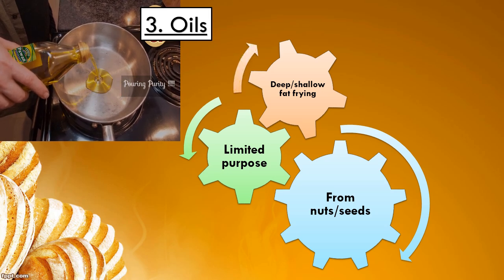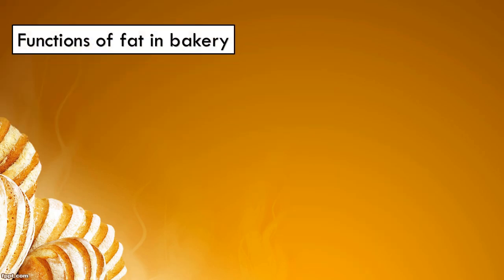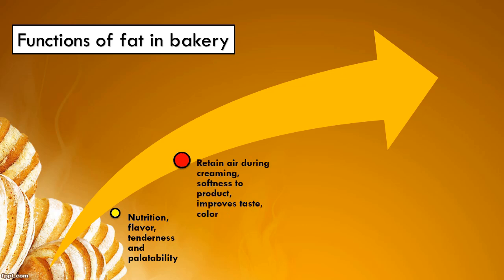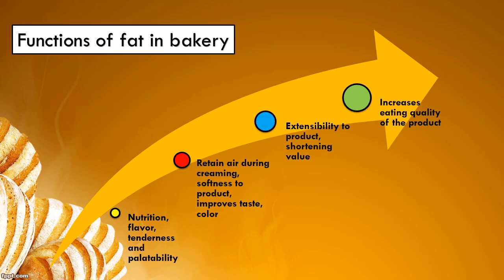Let us now discuss the functions of fat in detail. It gives nutritive value, imparts flavor, and improves tenderness and palatability of the product. It retains air cells during the creaming process and helps in achieving a softened baked product. It also improves the taste and color of the product. It gives extensibility and holds a good shortening value. The use of fat increases the eating quality and gives satiety.